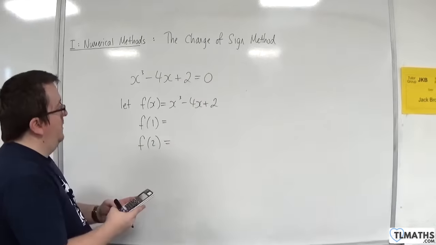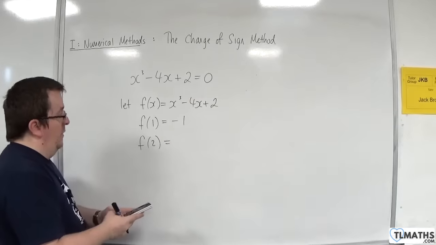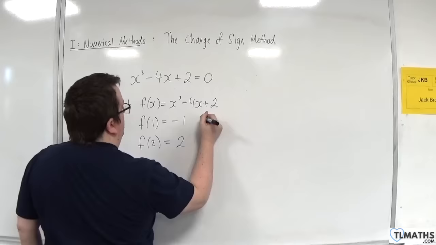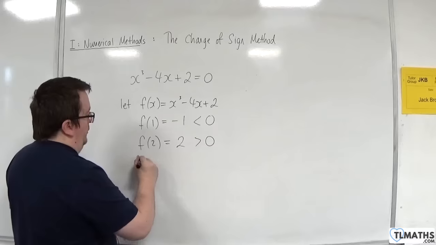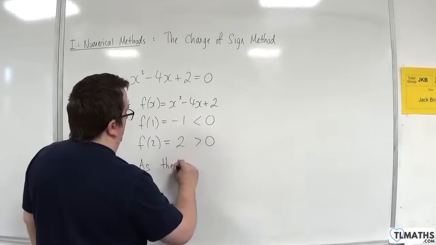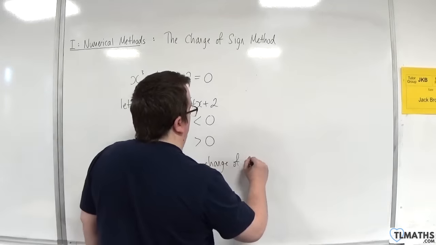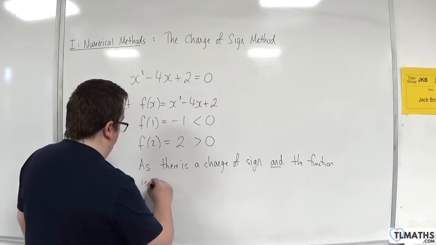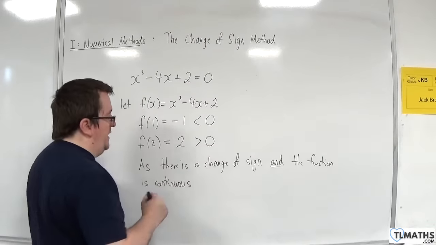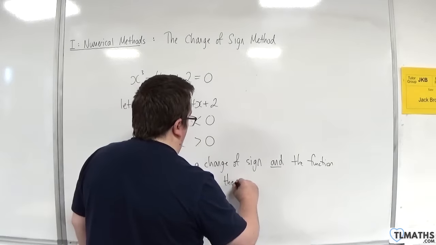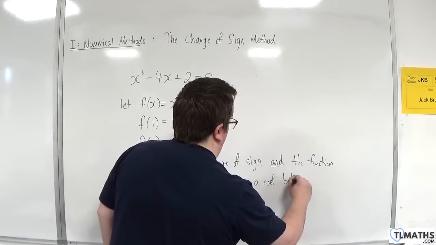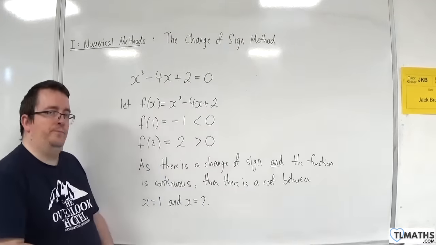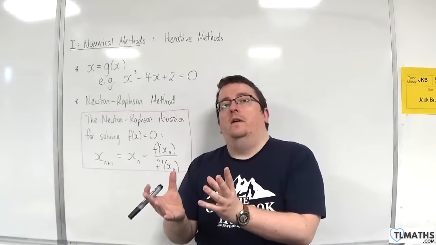Okay, so I've got 1 take away 4 plus 2, so minus 1. And then I've got 8 take away 8 plus 2, so 2. Right. So this one is negative, this one is positive. So then I need a concluding statement. As there is a change of sign and the function is continuous, so you need to identify that it is continuous, then there is a root, at least one root, between x equals 1 and x equals 2.